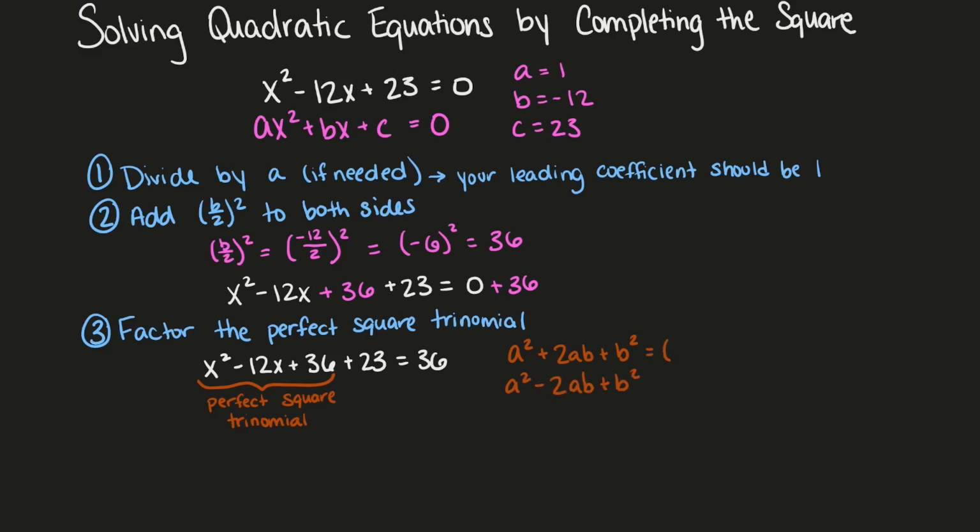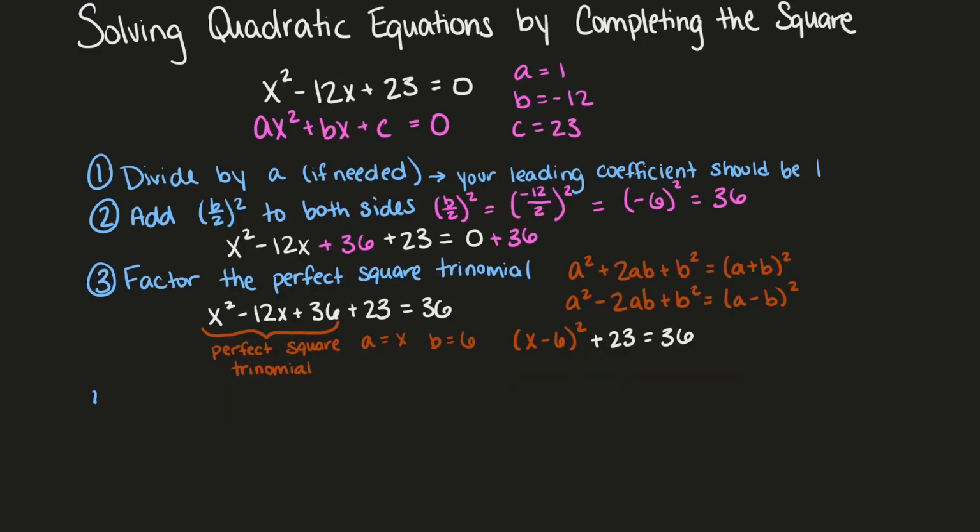So when we have two plus signs, this becomes a plus b squared. And when we have a plus and a minus sign, we have a minus b squared. In this case, our a is x and our b is 6. So x squared minus 12x plus 36 becomes x minus 6 squared. And then we can write the rest of our expression. Plus 23 equals 36. This is now going to help us solve for x, which is our last step.